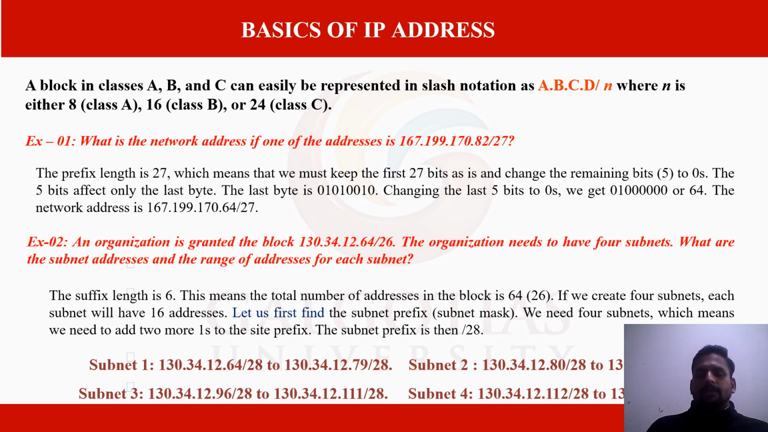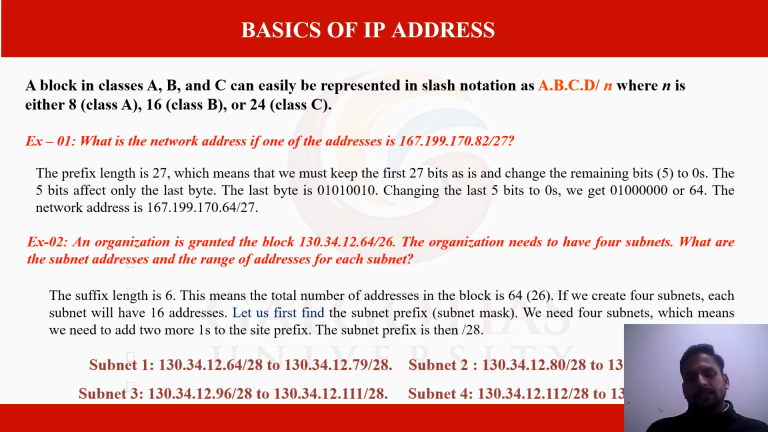Because the total address range is 64, and we know the condition is that the company needs only 4 subnets. If you divide that 64 by 4 subnets, then each subnet can get only 16. That's what they are telling. If we create 4 subnets, then each subnet will have 16 addresses. That's what they are mentioning here.